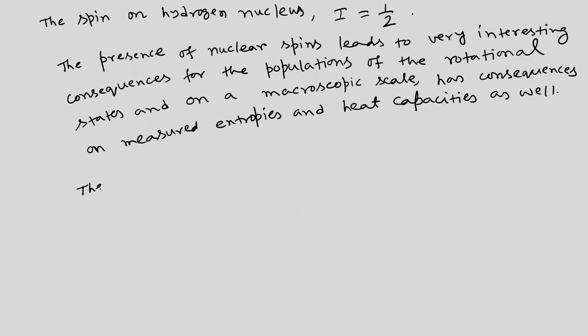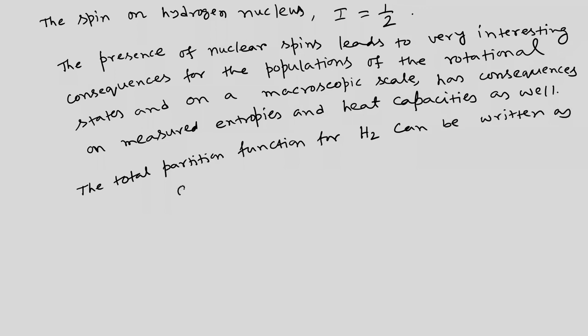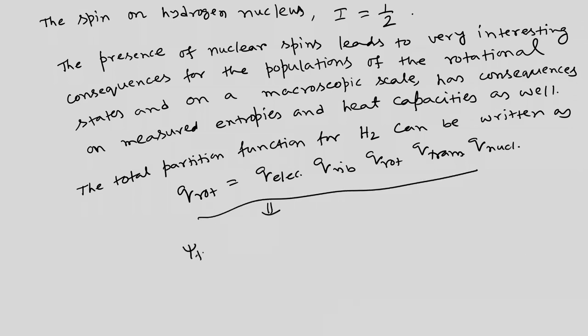Like before, we can consider the total partition function for H2, which can be written as Q total is Q electronic times Q vibrational times Q rotational times Q translational times Q nuclear. And from here we get psi total is psi electronic times psi rotational times psi nuclear times psi translational and psi vibrational.